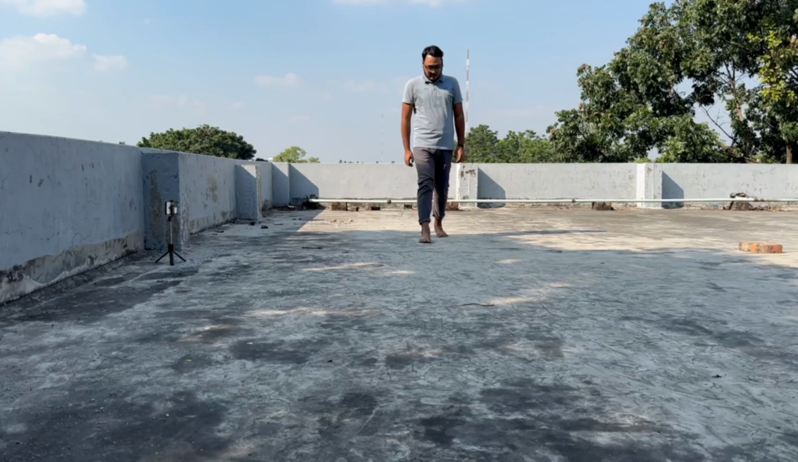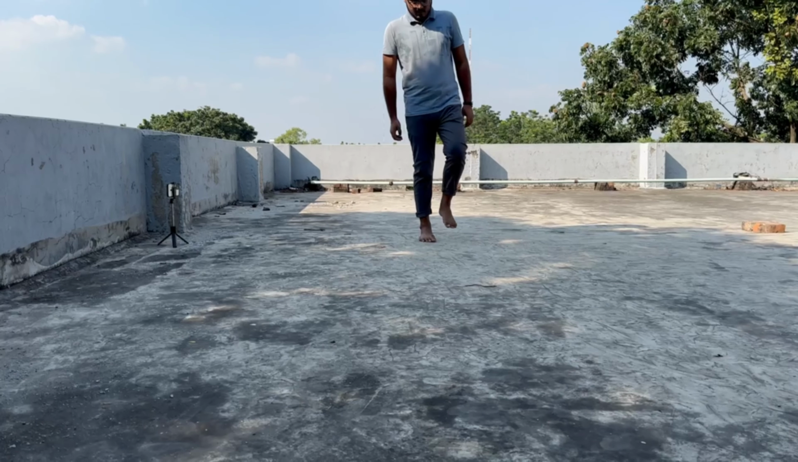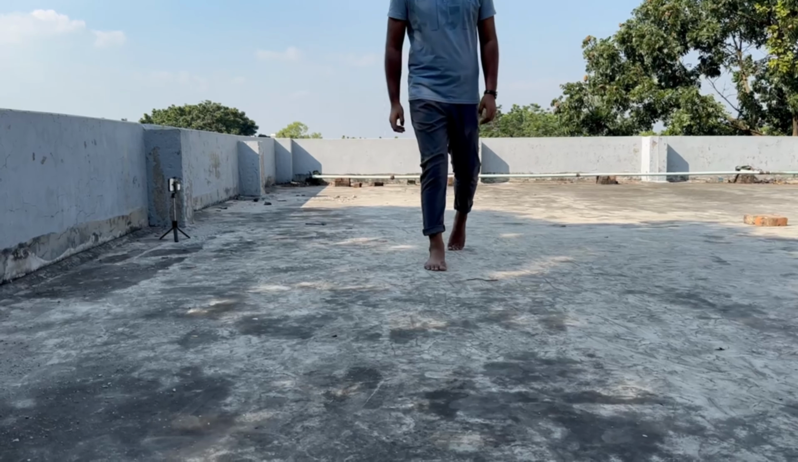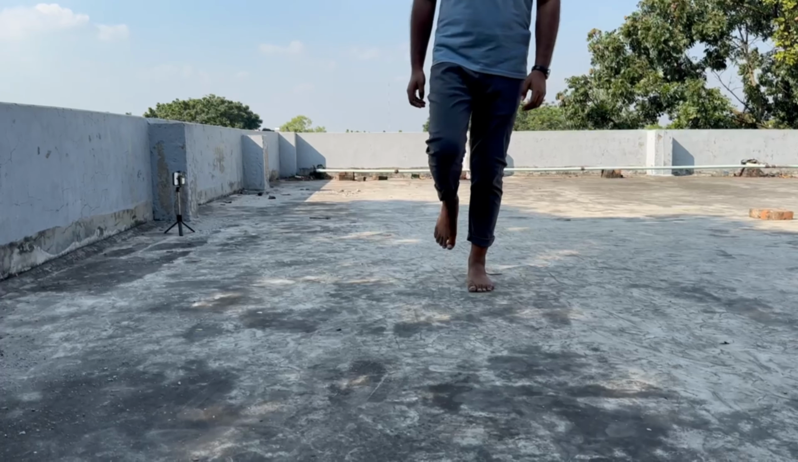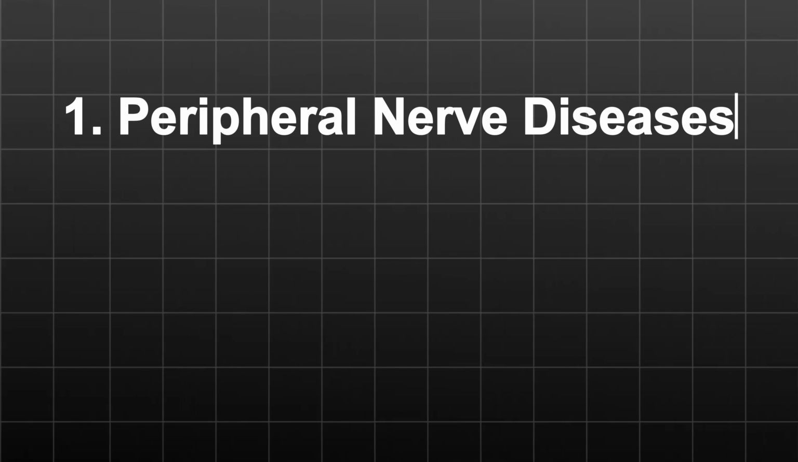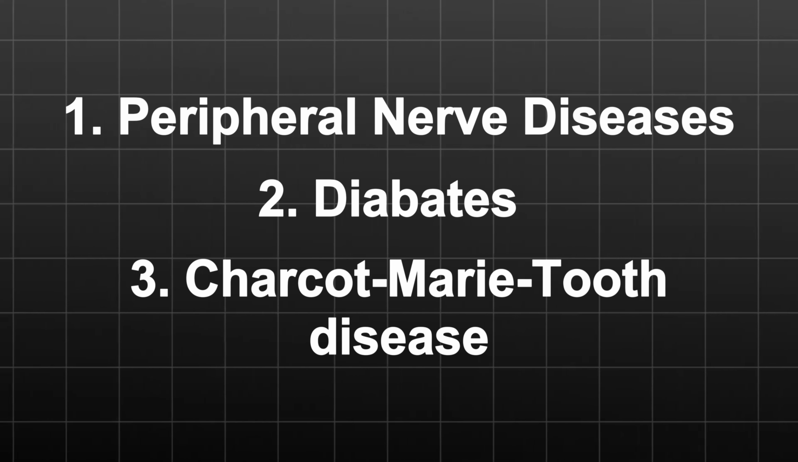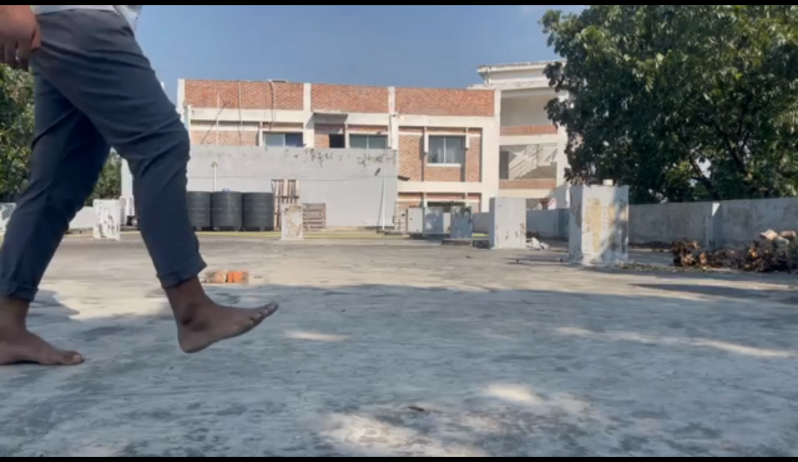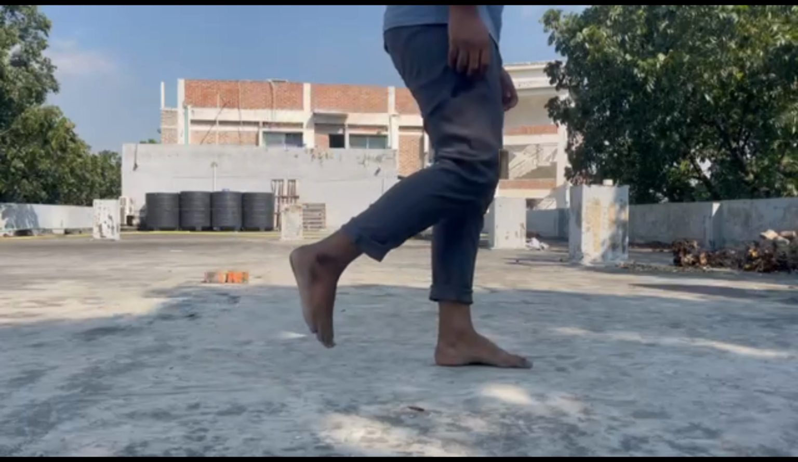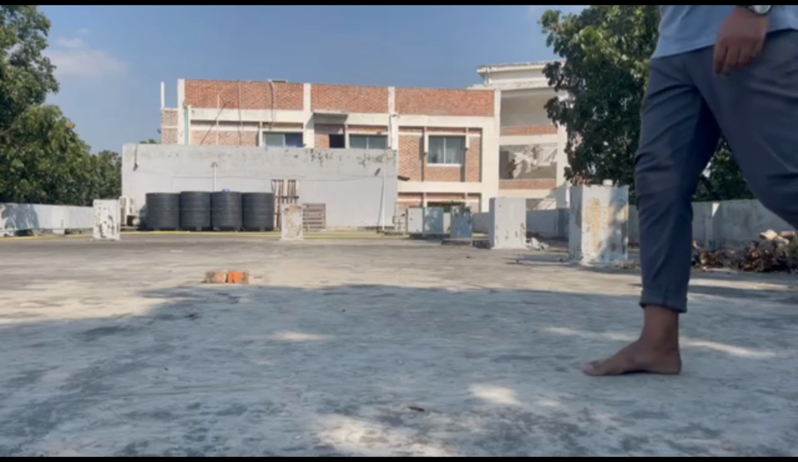And lastly, we have neuropathic gait. This gait involves high stepping and often bilateral foot drop, creating a characteristic marching appearance. This can be caused by peripheral nerve diseases, diabetes, or conditions like Charcot-Marie-Tooth disease. The sagittal plane is best to view the high stepping motion. It is most noticeable during the swing phase.